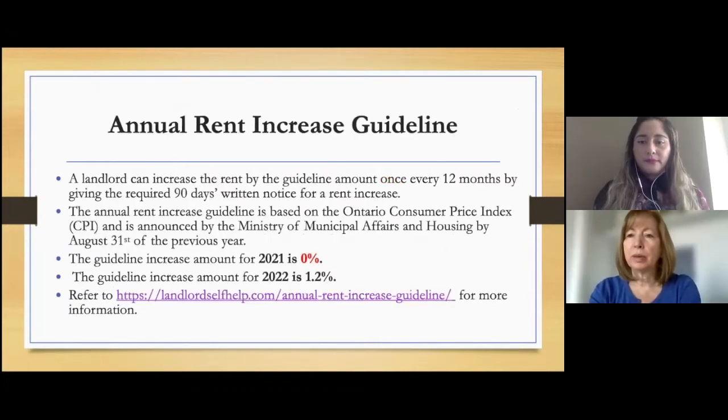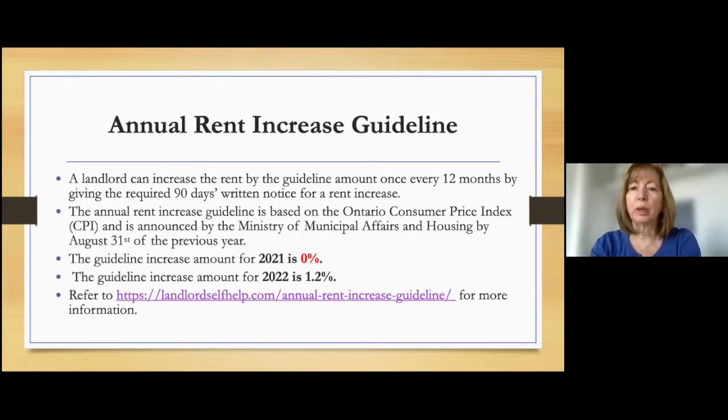The annual rent increase guideline is the maximum a landlord can increase without obtaining approval from the Landlord and Tenant Board. The rent can be increased by the guideline amount every 12 months after the last rent increase or 12 months from when the tenant moved in. When increasing the rent, you must provide the tenant with a 90 days notice, Form N1.